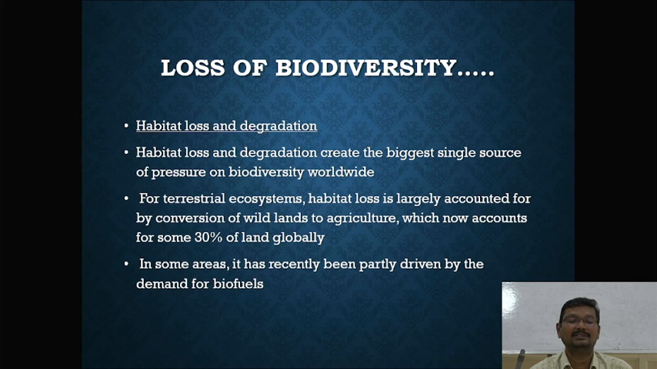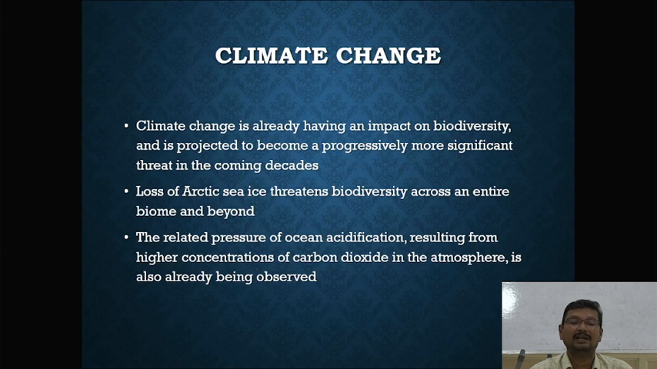Loss of biodiversity: habitat loss and degradation. Habitat loss and degradation create the biggest single source of pressure on biodiversity worldwide. For terrestrial ecosystems, habitat loss is largely accounted for by conversion of wild habitat to agriculture, which now accounts for some 30% of land globally. In some areas, it has recently been particularly driven by the demand for biofuels.